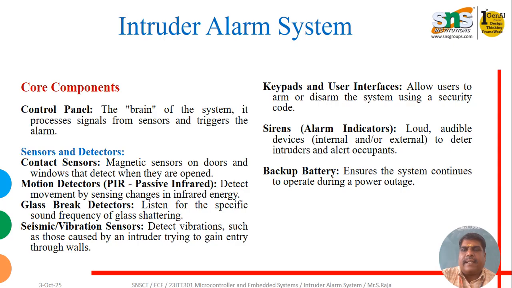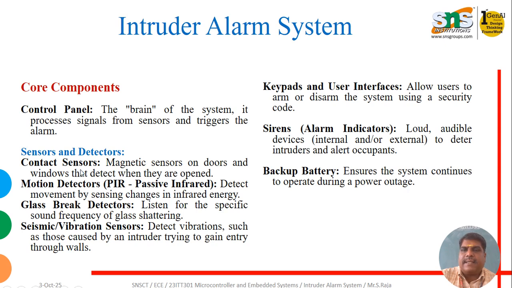I will discuss them one by one. The core components are the control panel, the brain of the system. It processes signals from sensors and triggers the alarm. Second are the sensors and detectors. There are many sensors used: contact sensors, motion detectors, glass break detectors, seismic or vibration sensors, keypads and user interfaces, and some of the outputs are sirens and backup battery. Now, one by one I will discuss.